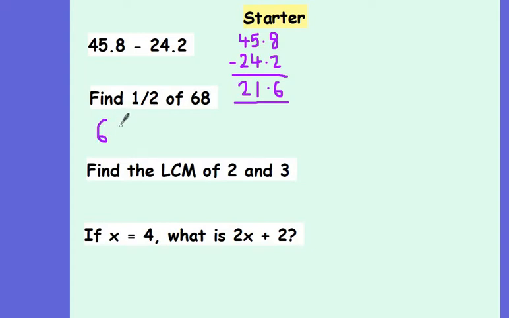For the second one, I needed to do 68 divided by what, Rowan? 2 exactly, which gives me 34.